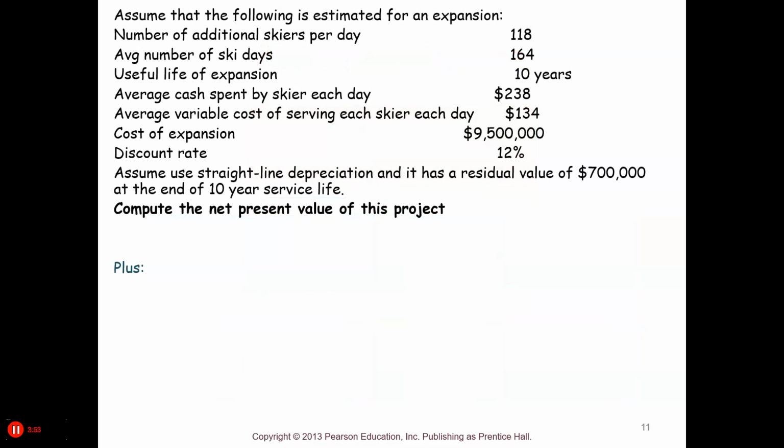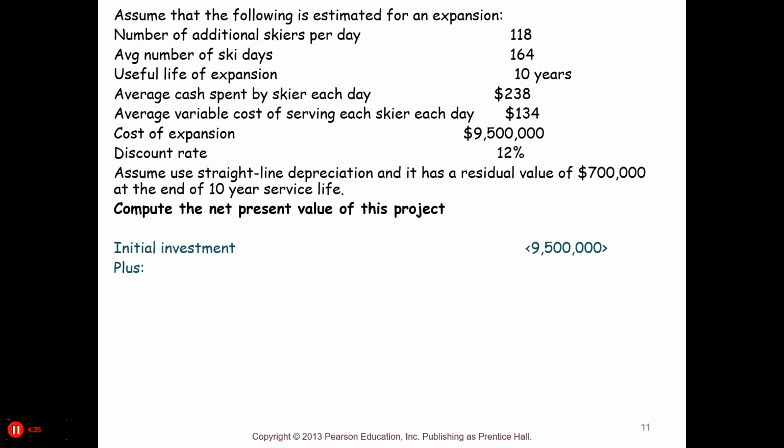So here's our example. We're thinking of investing in expanding our ski resort. We know that if we do it, we're going to get 118 additional skiers per day. We have an average of 164 ski days per year. The life of this expansion is 10 years. The average cash spent each day is $238, but we have variable costs of serving each skier each day of $134. It's going to cost us $9.5 million, and we want a discount rate of 12% and also assume straight line depreciation, and it has a residual value of $700,000 at the end of the 10-year service.